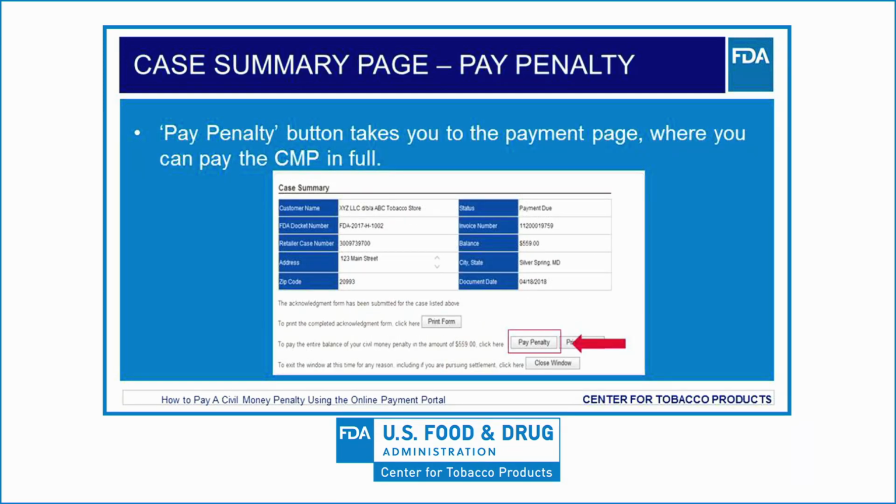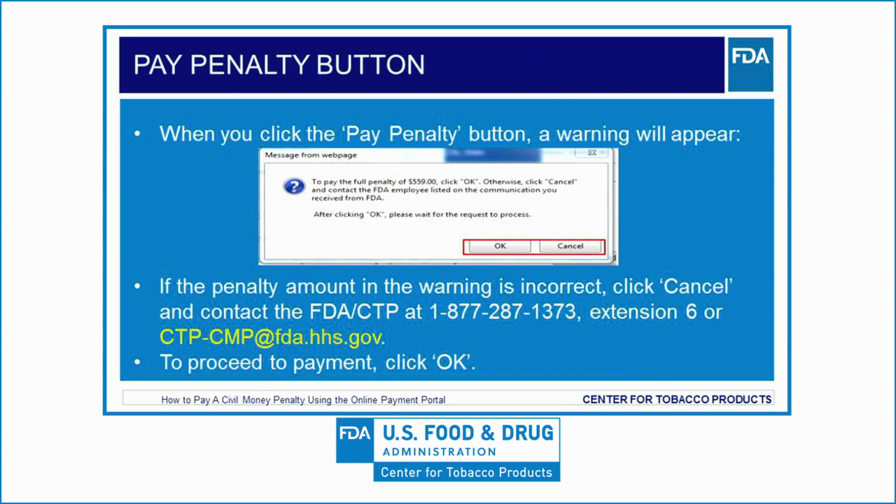Once you have completed an online acknowledgement form, you can begin the payment process. To begin the payment process, click the Pay Penalty button on the case summary page. After clicking the Pay Penalty button, you'll be directed to the warning screen shown on this slide. The penalty amount in the warning screen should match the amount of the CMP sought in the complaint.